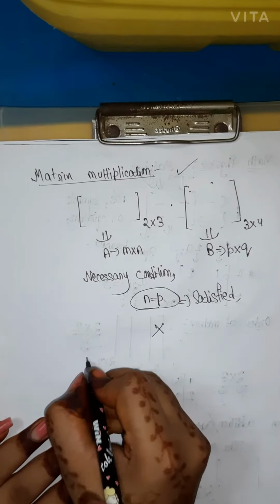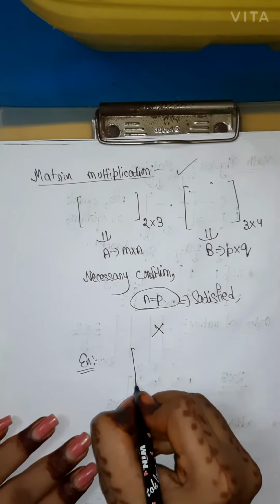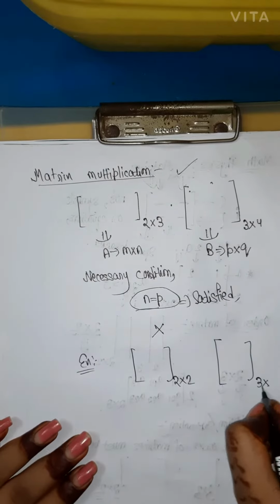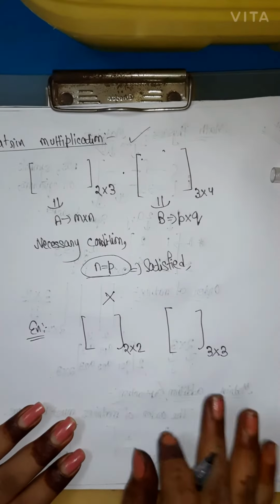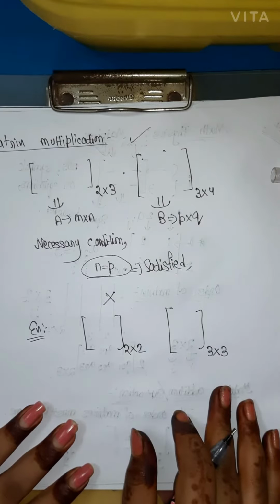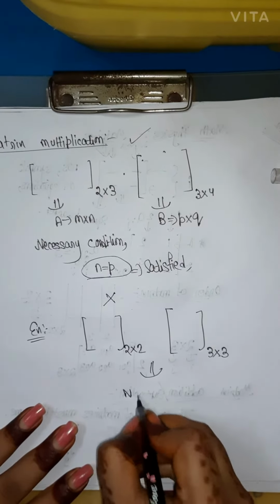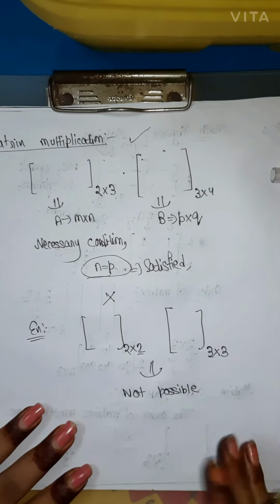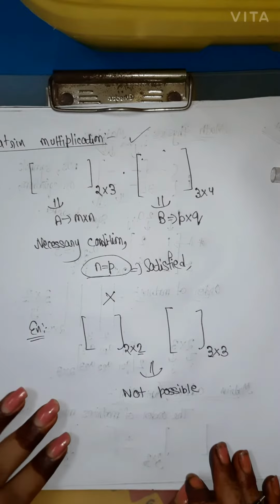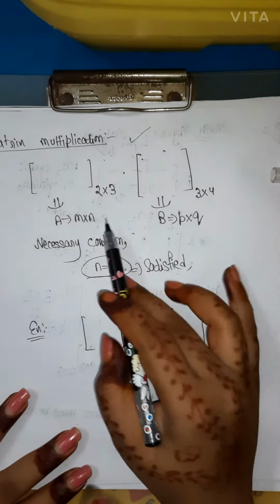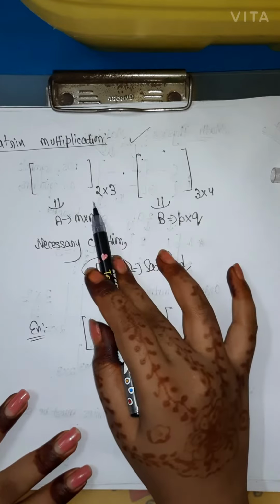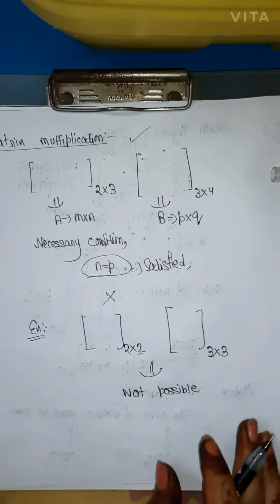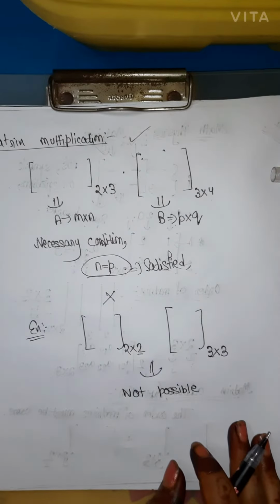For example, if we have something of order 2 cross 2 multiplied by something of order 3 cross 3, if I ask you whether this matrix multiplication is possible or not, it's not possible, as this and this are different. So for matrix multiplication we have to look whether m cross n and p cross q, here we have 2 cross 3 and 3 cross 4, if n is equal to p, then matrix multiplication is possible, or else matrix multiplication is not possible.